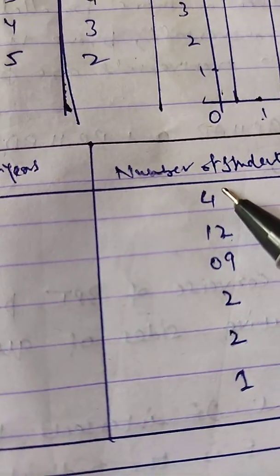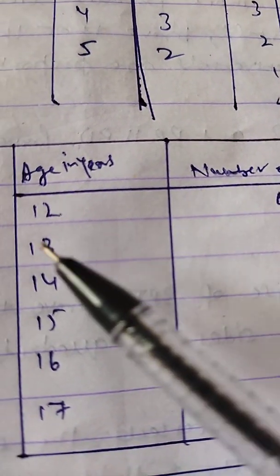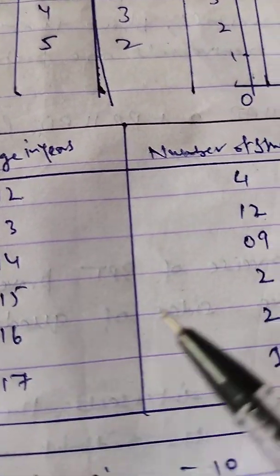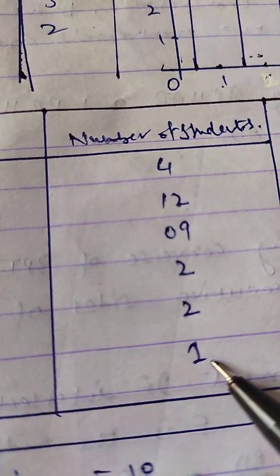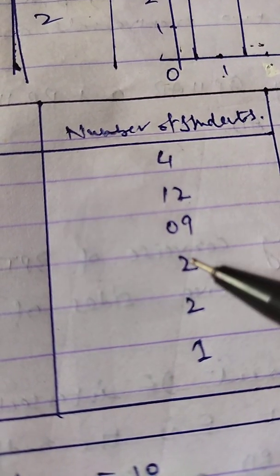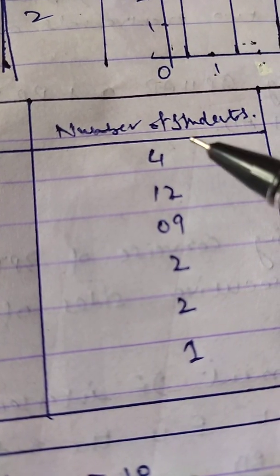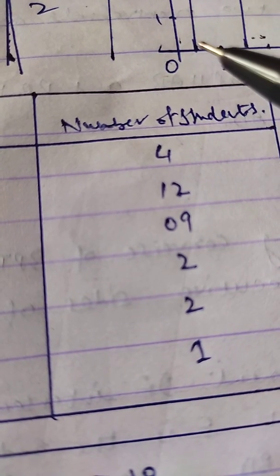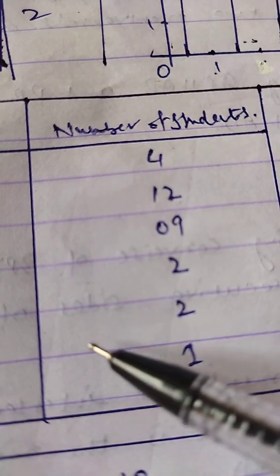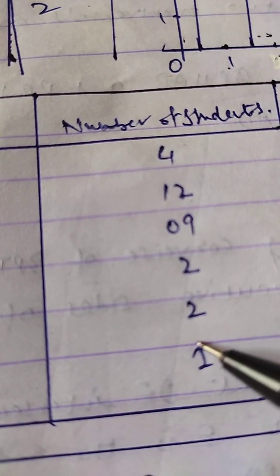The total of the frequencies when I add them up should be equal to 30. So the age group is 12 to 17. So 12-year-olds, how many are there? 4. How many times 12 is repeated, that you have to count. Similarly, 13 is 12 times, 14 is 9 times, 15 is 2 times, 16 is 2 times, 17 is 1 time. Then you add it up: 12 and 4, 16, and 9, 25, 27, 29, and 1, 30.